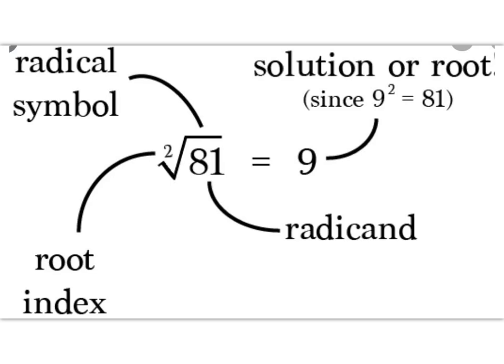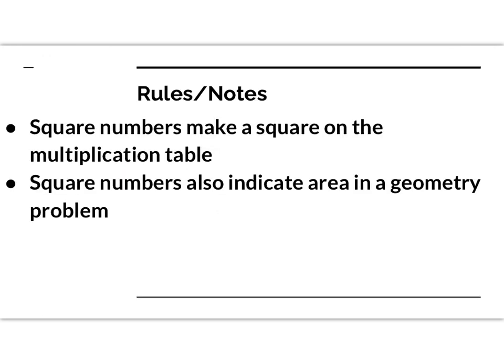So now, some parts when you look at a square or a root, this is sometimes called the root of 81. Technically, because this 2 is here, it's called the square root of 81. If there was no 2 there, it would be assumed that this was a square root. And here you have your different parts of the radical or square root.